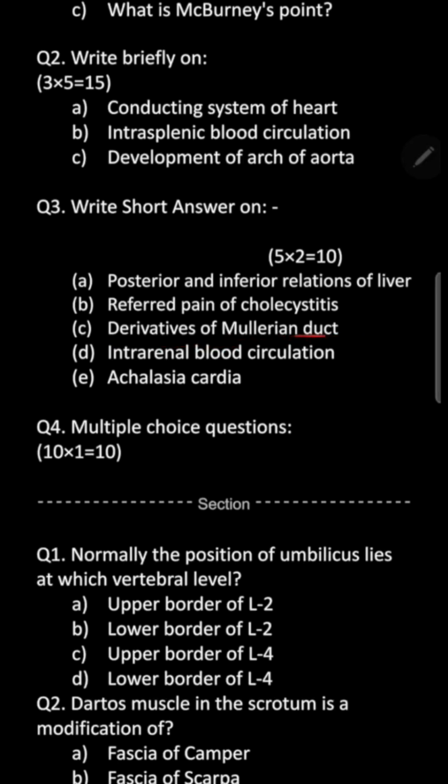But in males, it actually persists at the upper pole of the testis in the form of the hydatid of Morgagni, and the lower portion of this duct, which forms the uterus and the vagina, persists in males in the form of the prostatic utricle. Question number 3D, intra-renal blood circulation.